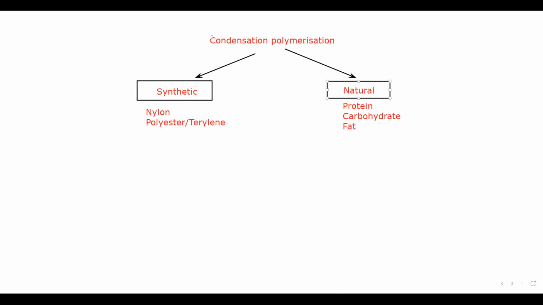The first one is formation of the nylon. Formation of the nylon, what are the monomers? Monomers means the molecules which react. The monomers are diamine and dicarboxylic acid. The molecules which will join together: one is known as diamine, another one is known as dicarboxylic acid.